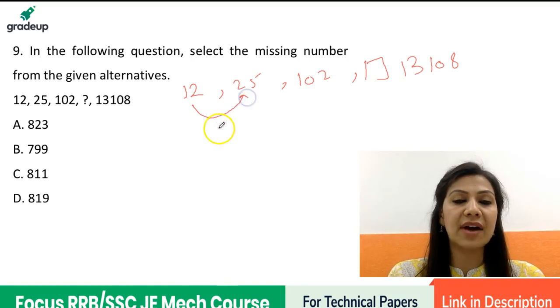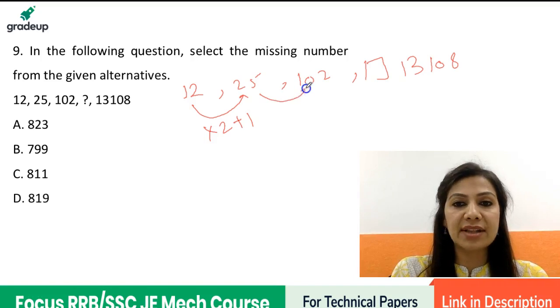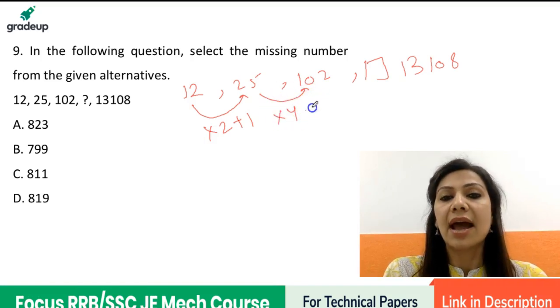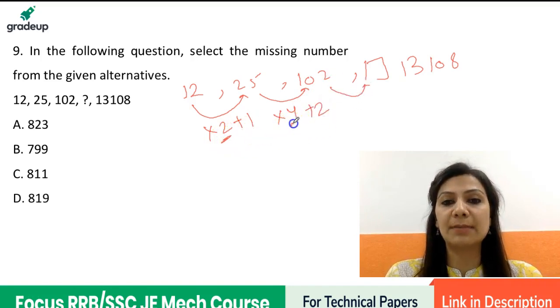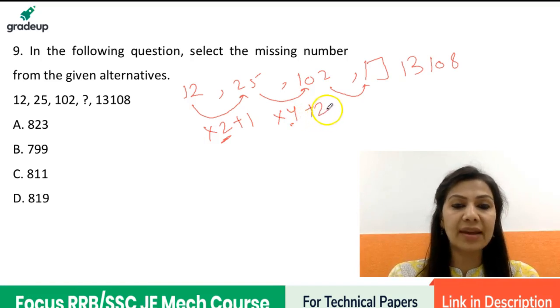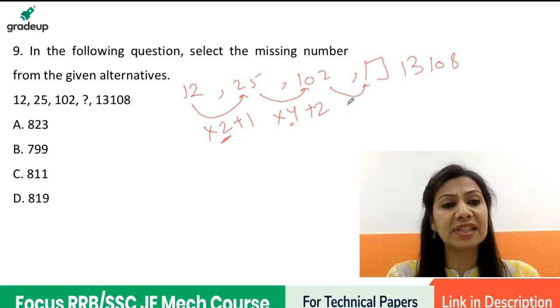Because 12 to 25, it is multiplied by 2 plus 1, correct? 25 to 102, you can multiply it by 4. 25 into 4, that's 100, and addition of 2. So it seems like you have multiplied by 2, then you have multiplied by 4. So maybe the next multiplication you will apply here is of 8 or maybe of 6, correct?